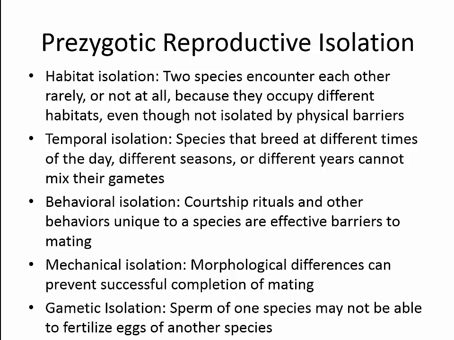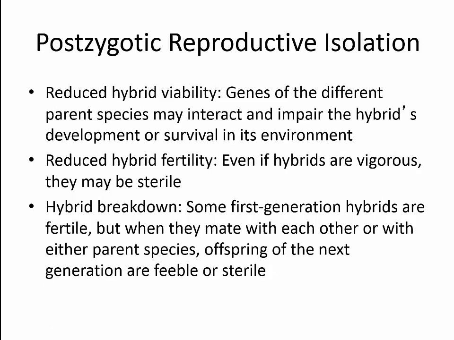Mechanical isolation: morphological differences can prevent successful completion of mating. Gametic isolation: sperm of one species may not be able to fertilize the eggs of another species. It's just not happening.